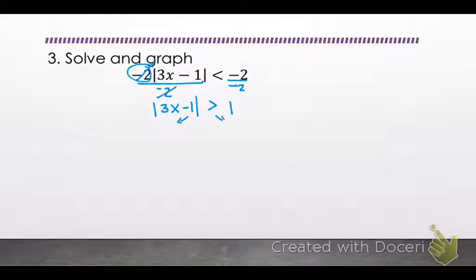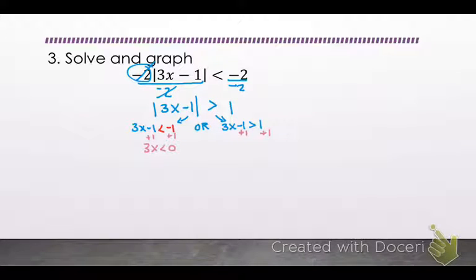Now that it's isolated, I split into 2. I read the symbol, that's a greater than sign, so it's an or. One of them, exactly as I see it. 3x minus 1 is greater than 1, or 3x minus 1, do two things. Switch the direction of your symbol and make it negative. Now let's solve. So we are going to add 1 to both sides, giving me 3x is less than 0.